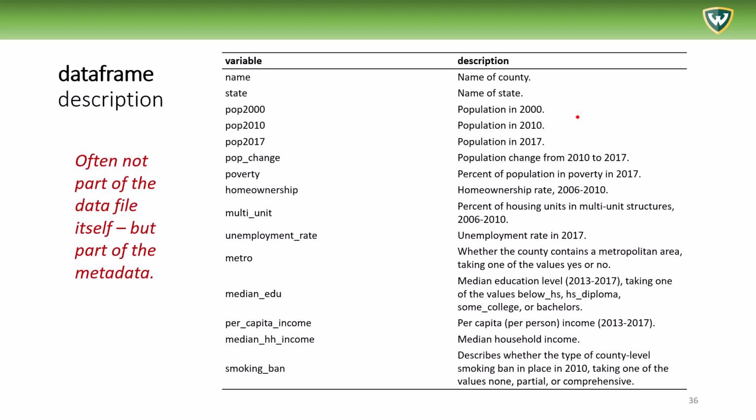Let's remember the data frame description. This is a description of what each feature means, what each variable means. And this is often not part of the data file itself, but part of the metadata.